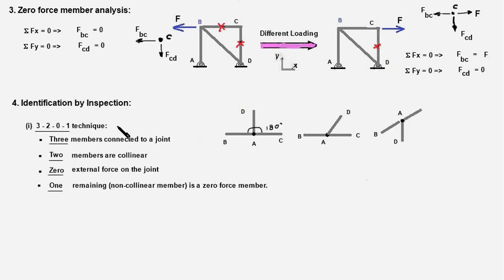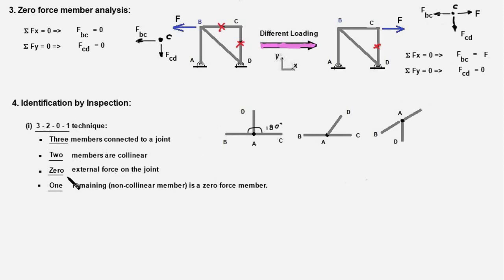So here is the first rule, and that is called the 3201 technique. It is not 3210, but it is 3201. The digit 3 indicates that there are 3 members connected to a joint. The next digit 2 indicates that 2 members out of 3 are collinear. So in this example here, the members BA and AC are collinear. The angle between them is 180 degrees.